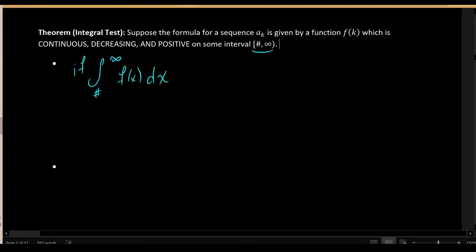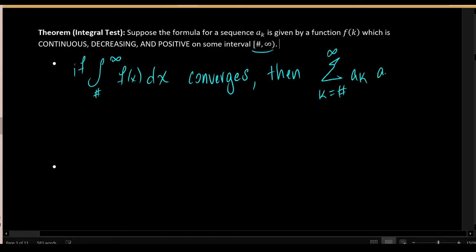Integrate this function which is giving you the terms in your sequence. If this improper integral from starting number to infinity converges, if this integral equals a finite number, then guess what? The series, starting at the starting number, must also converge.